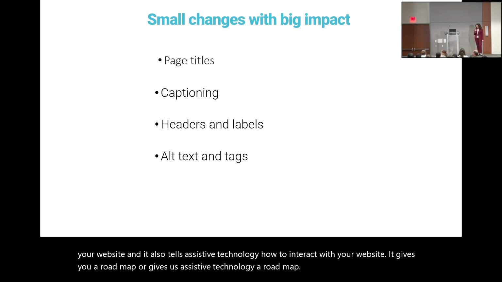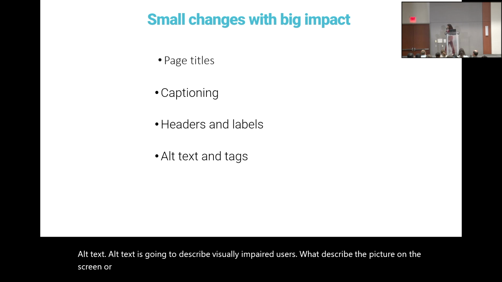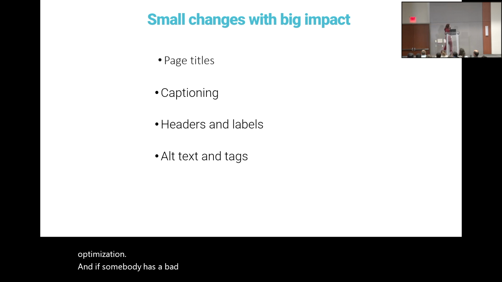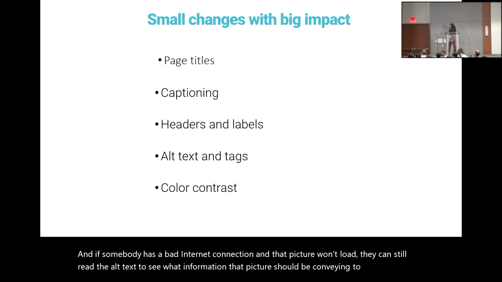Alt text. Alt text is going to describe the picture on the screen, or images, to a visually impaired user. It's also going to help with search engine optimization. And if somebody has a bad internet connection and that picture won't load, they can still read the alt text to see what information that picture should be conveying to them.